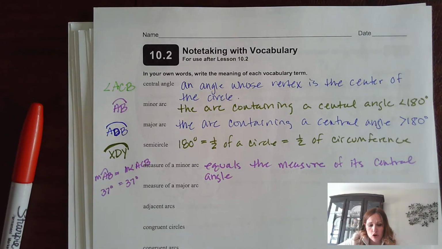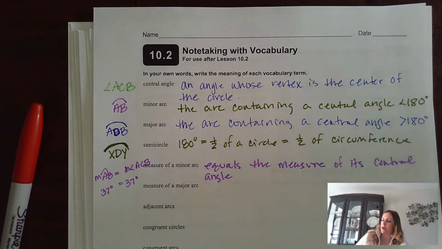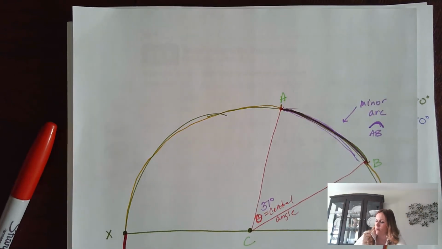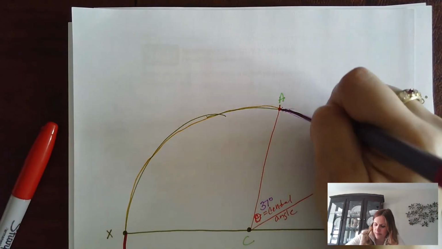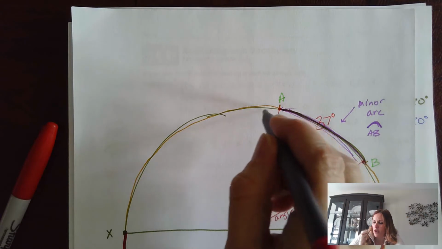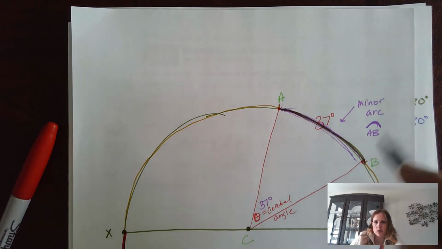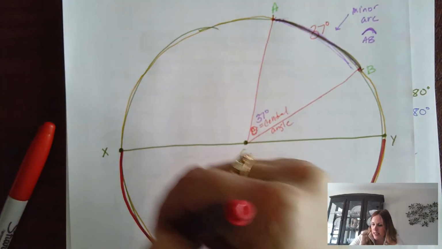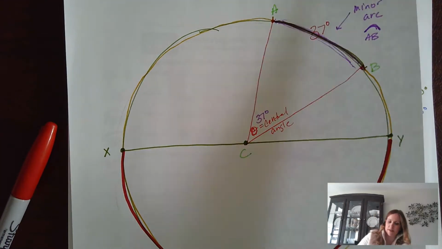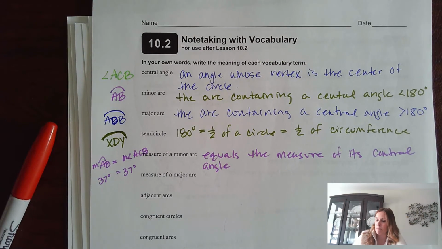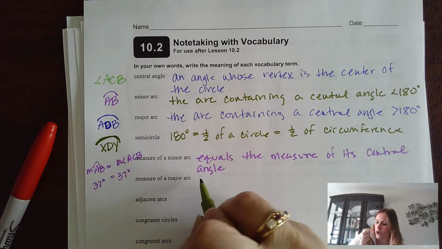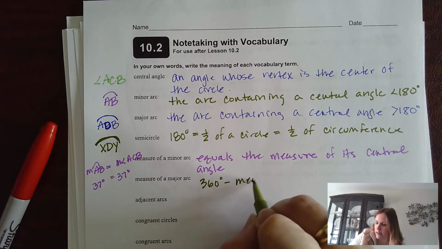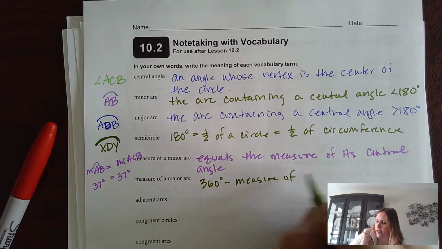The measure of the major arc, so think about this one, all right? Let's go back to our drawing here. If we know, by chance, this is 37 degrees, okay? How do you think we figure out the major arc, the one that goes all the way around? Well, you would just take 360 and subtract the 37. So to get the measure of the major arc, all you're going to do is take 360 degrees minus the measure of its central angle.